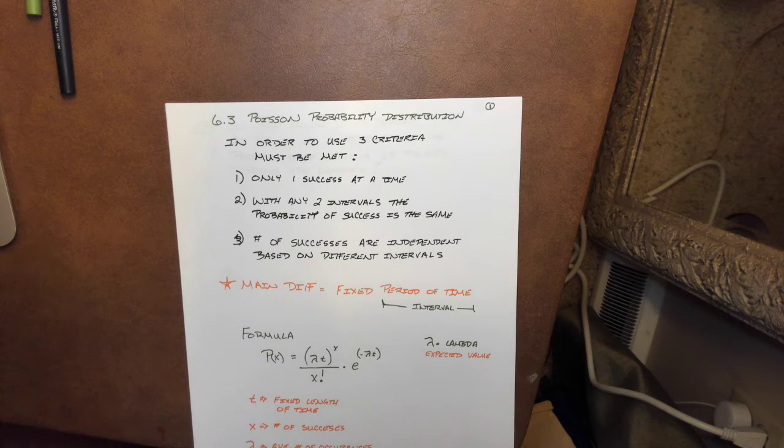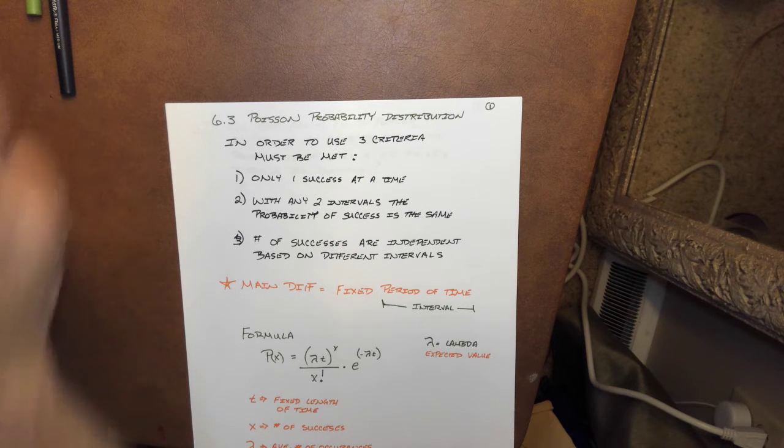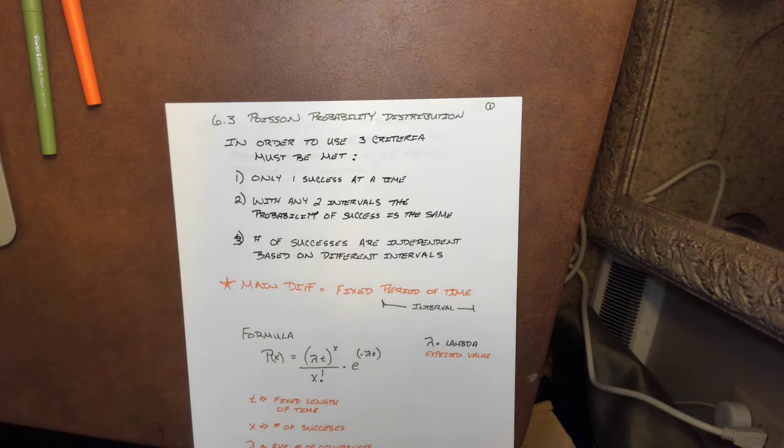Let's talk some stats here. Chapter 6, Section 3, the Poisson probability distribution. All right, what's the purpose? What's the deal with this thing? Well, we're going to figure out some probabilities, but there's some criteria that have to be met first.